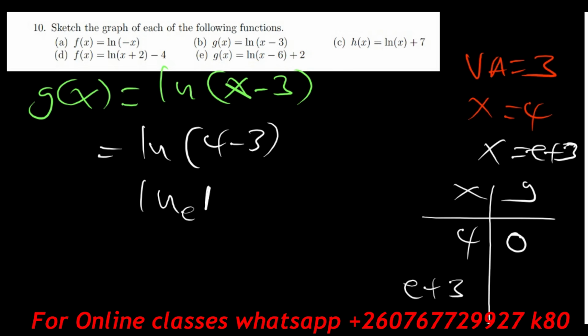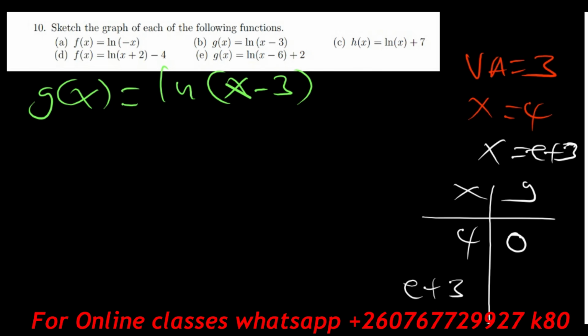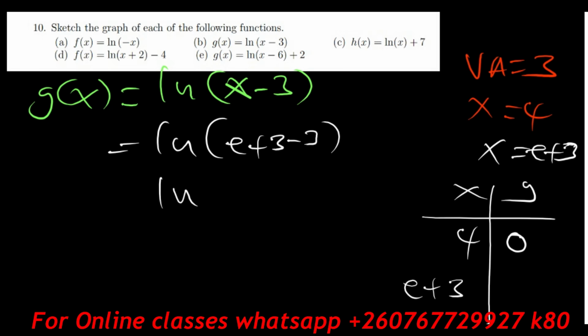Now what if x is e plus 3? What will be our answer? Let's see. If x is e plus 3, I have minus 3 here, so I have ln e, this and this will cancel. Remember it's base e. This is going to give us 1.